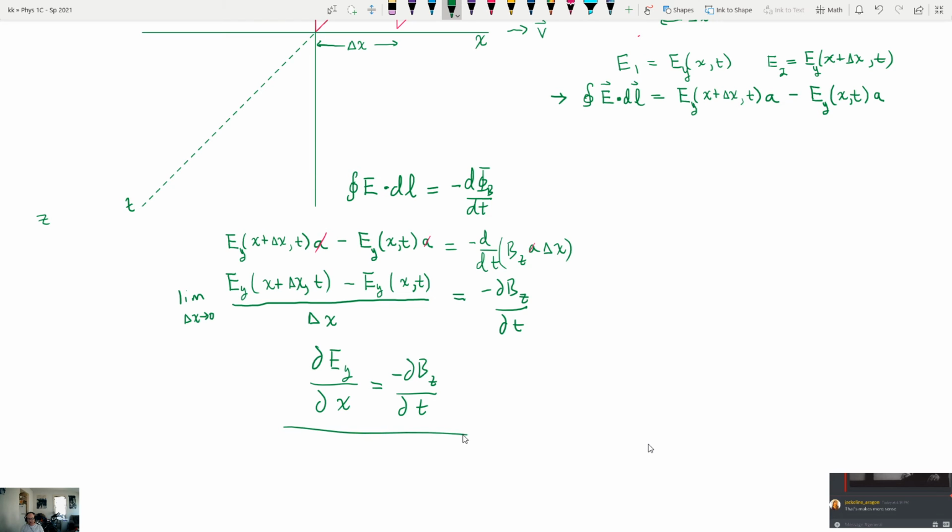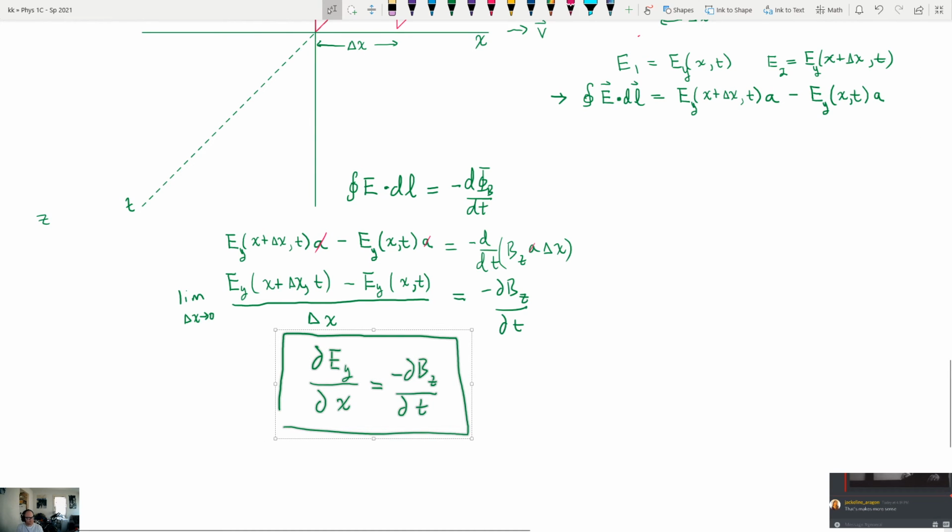That's the first half of our derivation. And remember, this came directly from applying Faraday's law. So all we've done is we've applied Faraday's law to our fields. That's all that we've done, and it gave us this relationship right here. Now, is this a wave equation?